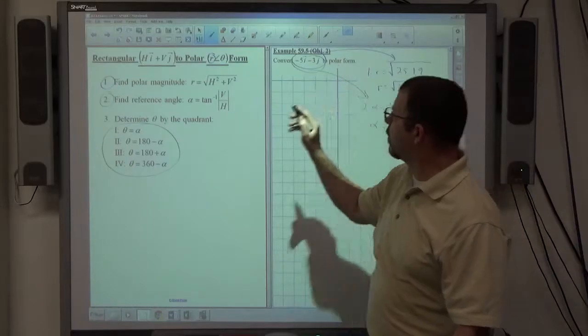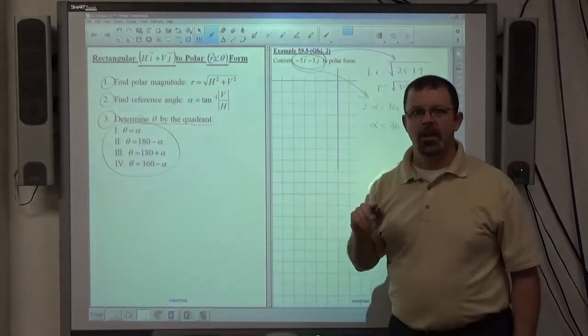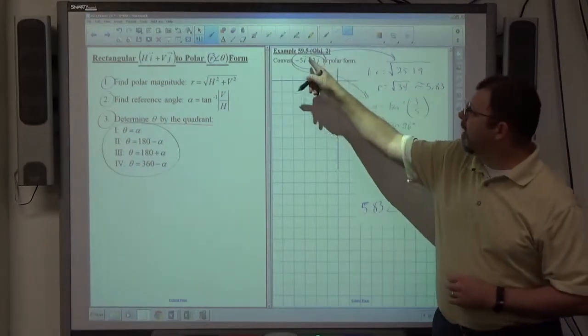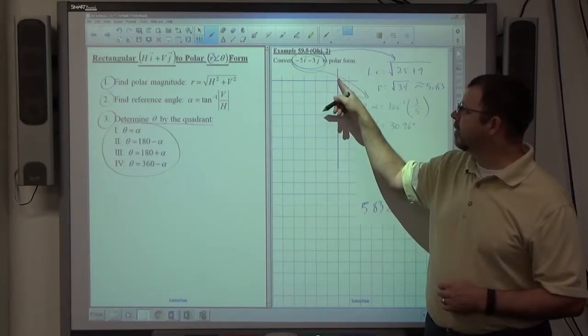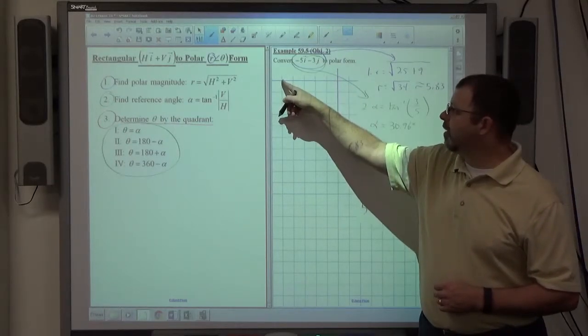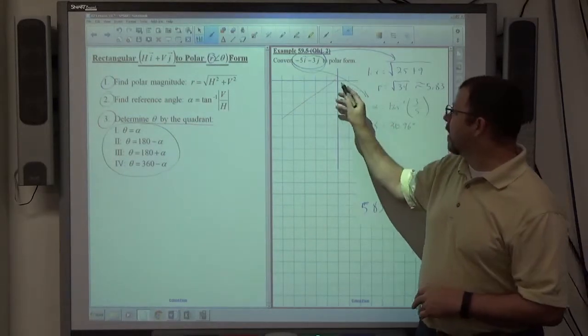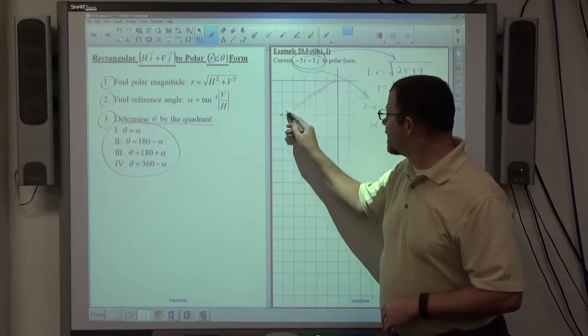Step 3, we're going to do that in red. Determine theta by the quadrant. That tells me I need to figure out what quadrant I'm in. Think about quadrants. That's like an x coordinate, that's like a y coordinate. -5 takes me which direction? Left. And -3 takes me? Down. My vector is down here somewhere. I can be exactly where it is: 1, 2, 3, 4, 5, 1, 2, 3. It goes right there.